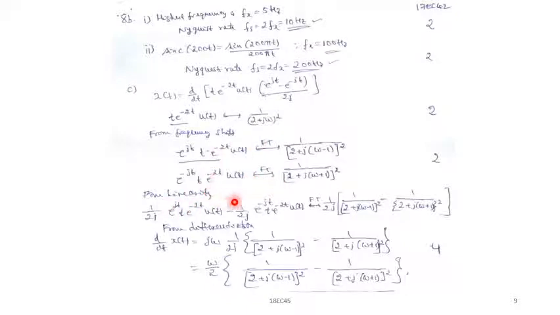Now from the linearity property, I can write this separately here. So here I applied the linearity property. Now this is in the time domain, and here you will get the frequency domain. Finally, you find the d by dt of x of t, which will be given by j omega into X of j omega. So just multiply j omega here, then simplify this equation. Finally, you will get the answer as omega by 2 into [1 by (2 plus j omega minus 1) whole square minus 1 by (2 plus j omega plus 1) whole square].